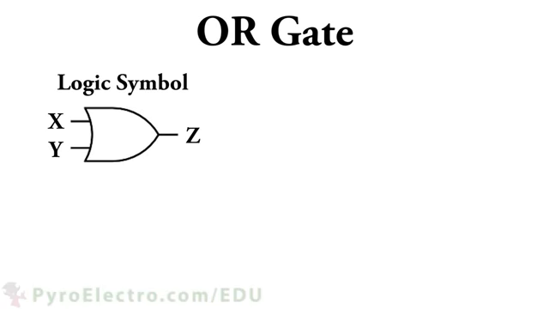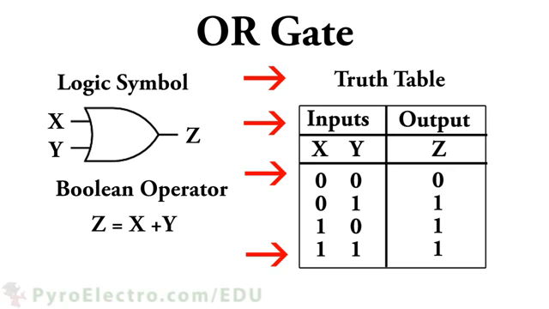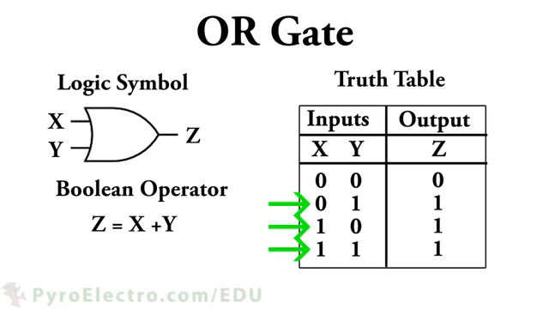The next Boolean operator and logic gate that we'll look at is called the OR gate. Graphically, it looks like this, a more curved version of the AND gate. The Boolean algebra representation of OR is a plus sign. Just as with the AND gate, an OR logic gate has a truth table that defines its function. Here, the truth table shows us that when either input signal is a logic 1, the output is a logic 1. Only when both inputs are logic 0 does the output become logic 0.